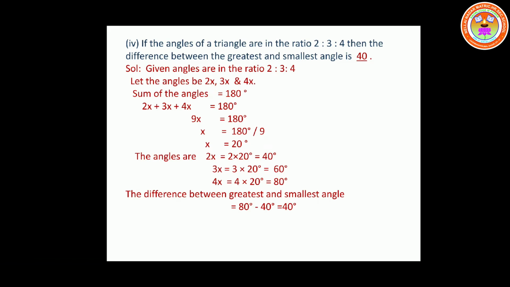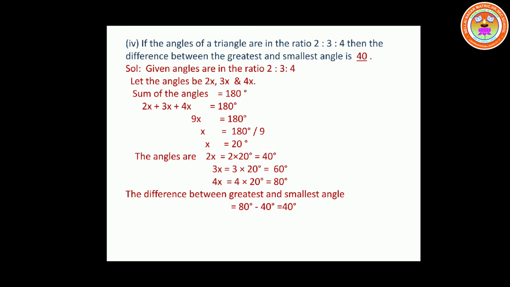So let me take the angles as 2x, 3x and 4x. And we know that the sum of the angles is equal to 180 degrees. Since I have taken 2x, 3x and 4x as the angles, I am going to add all three. So 2x plus 3x plus 4x should give me 180 degrees. Add 2 plus 3, 5, 5 plus 4, 9. So 9x is equal to 180 degrees. Now what is x? x is equal to 180 by 9, which is 20 degrees.